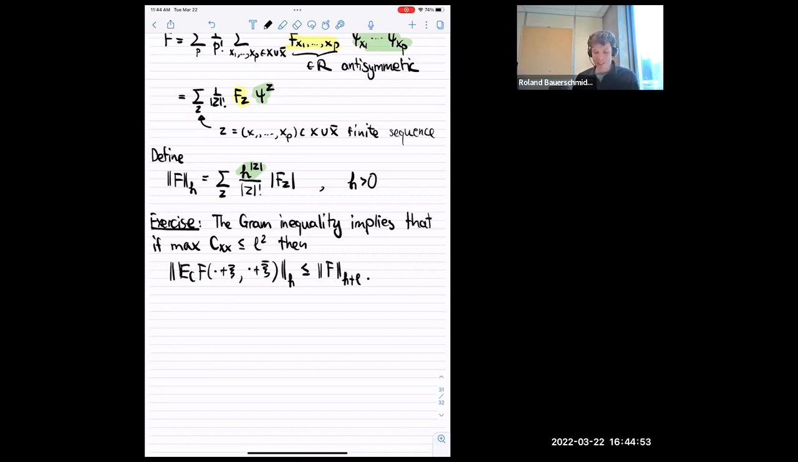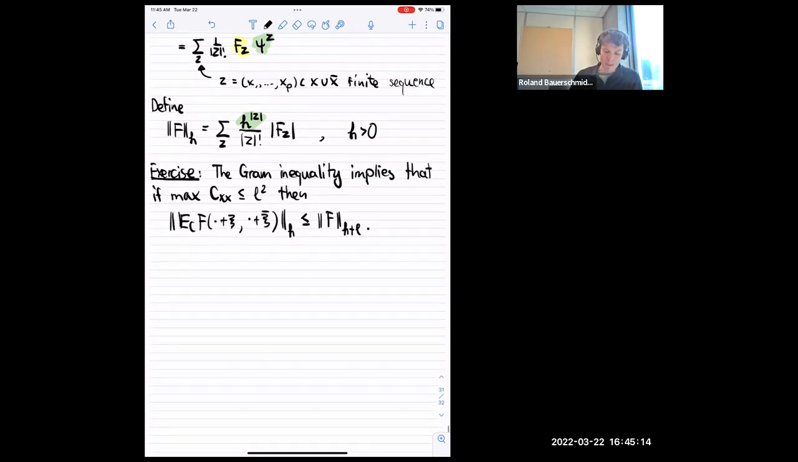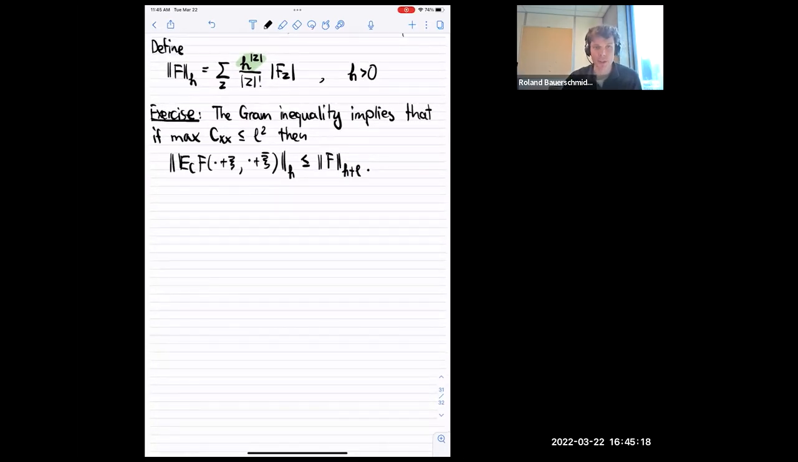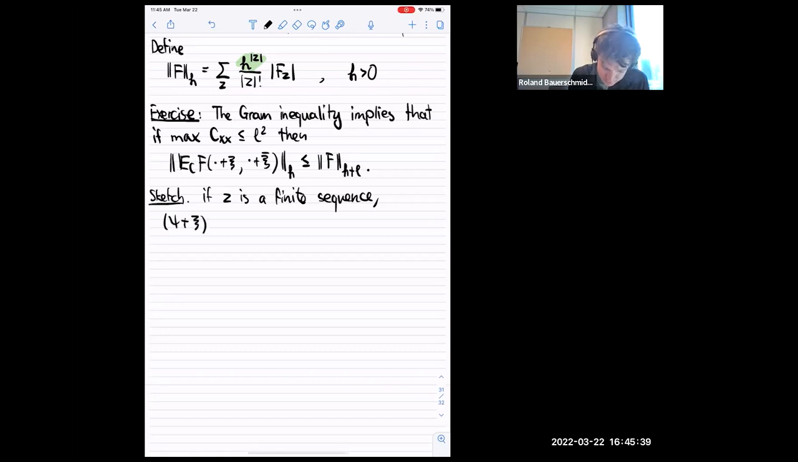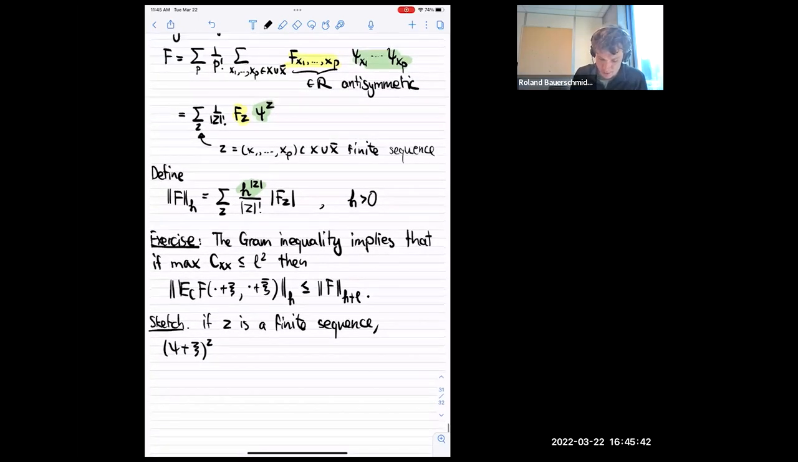This is one of the reasons you can see that fermions are simpler. You can have a norm that has, as Slava pointed out, better features in the sense that it allows terms like psi to the six, while at the same time the expectation is contractive. Okay, so let me quickly show you how this works. So if Z is a finite sequence, which it is, where we need to take psi plus psi to the Z, something like that, that's what appears here, right?